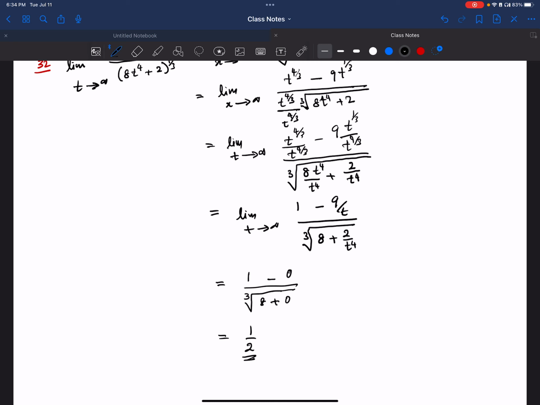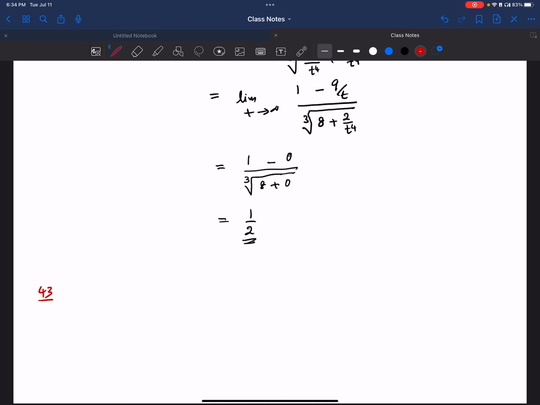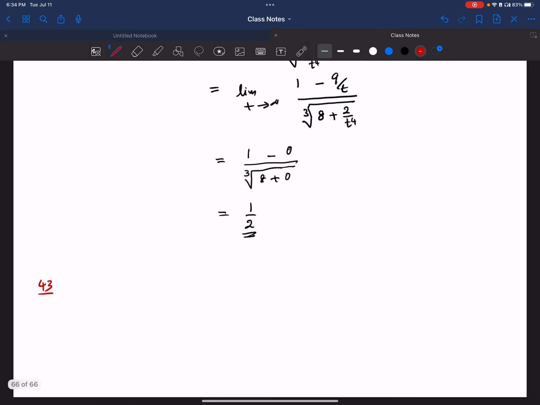Okay, and let's do 43. Example 43. Limit as x goes to infinity of natural log of 3x plus 1 minus natural log of 2x plus 1.